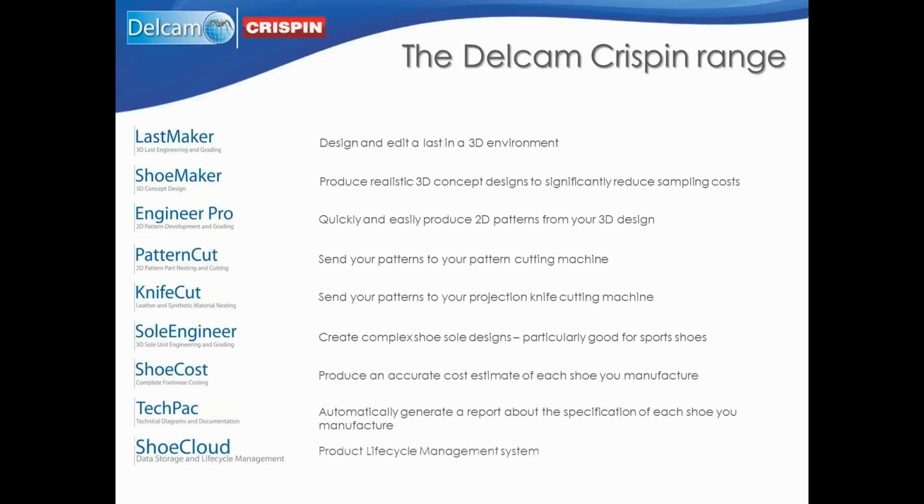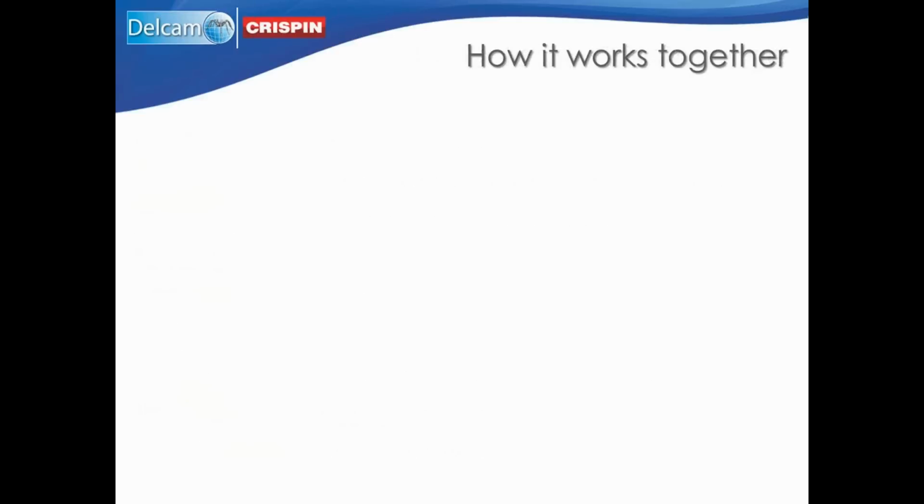So how can using a CAD package such as this help save you time and money? Well, Delcam CRISPin Last Maker enables you to edit the 3D last on your workstation quickly and easily. You can make dynamic modifications to your last, such as changing the shape of the toe end, widening or increasing the last length. This reduces your reliance on third-party last makers. If you want to use your last at a later date, you can use the search function to find it in the last library quickly and easily.